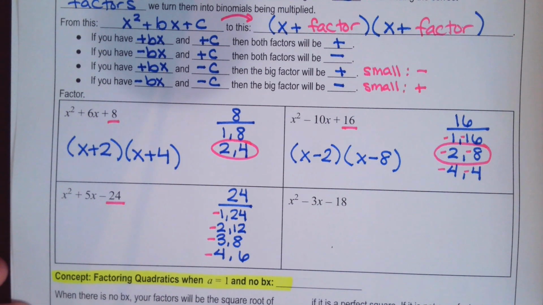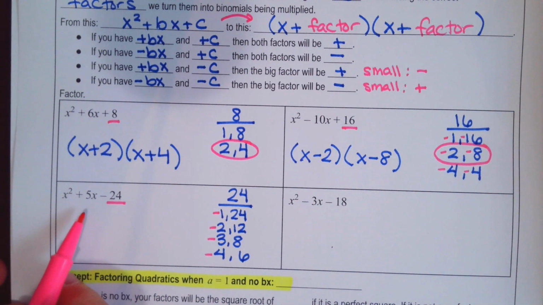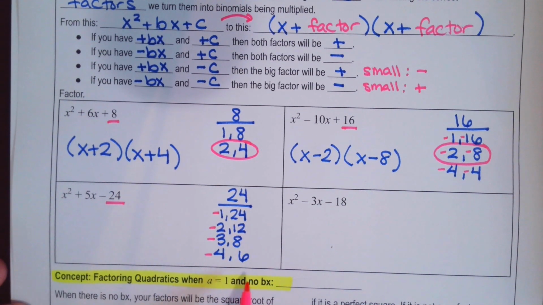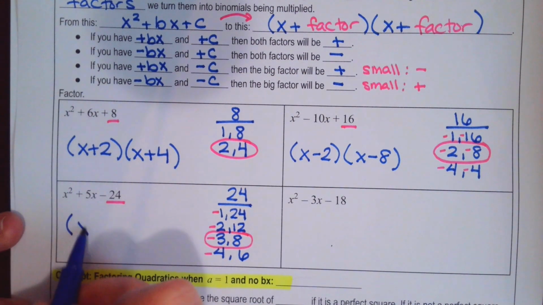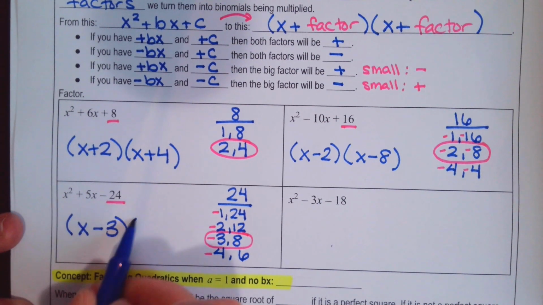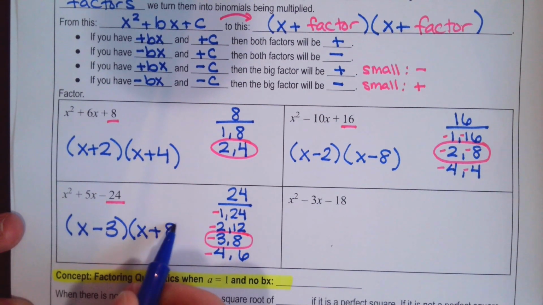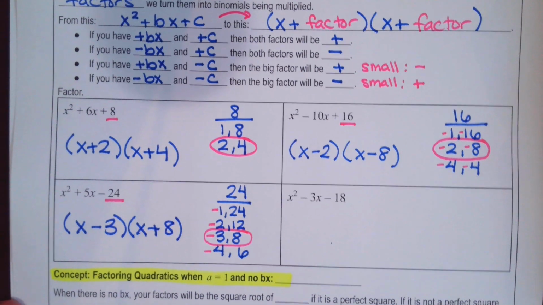So now we want the pair that adds up to positive 5. The only pair here that does that is negative 3 and 8. So now our factors are x minus 3, x plus 8.